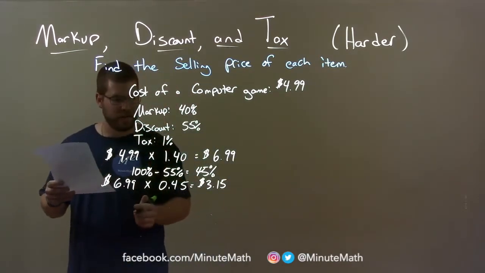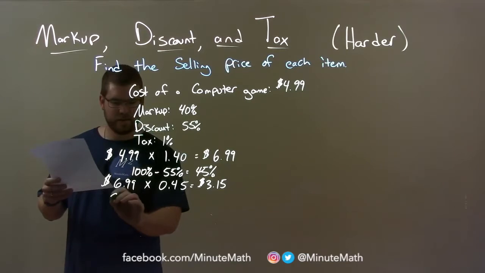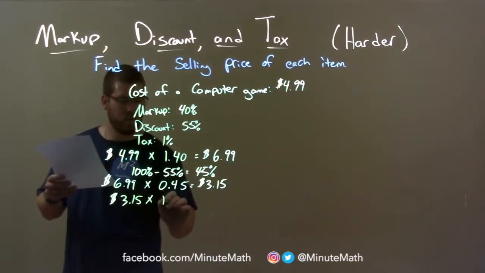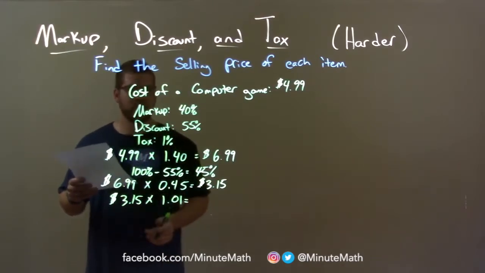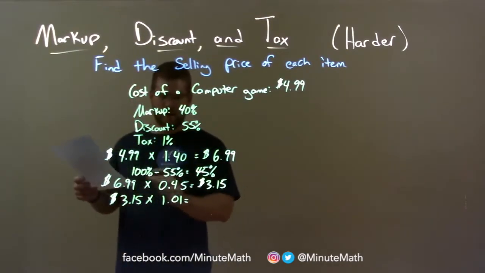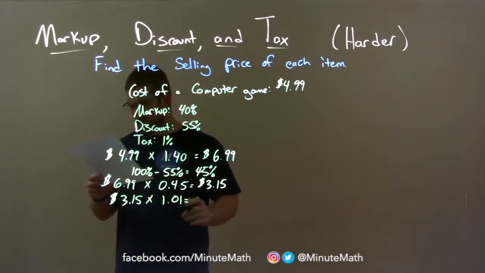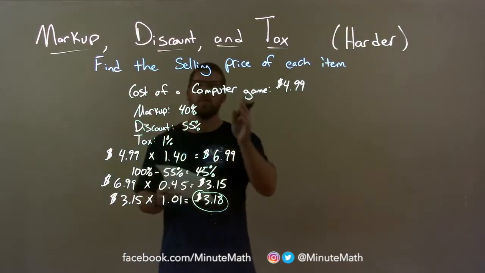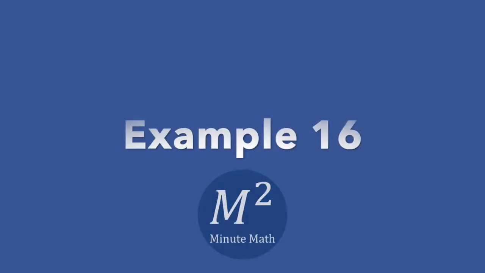But now we got to apply that 1% tax. Don't forget it. All right. So we take that $3.15 and multiply that by 1.01, which represents a 1% tax and encompasses the final cost there of $3.18. And so there is our final selling price of the computer game.